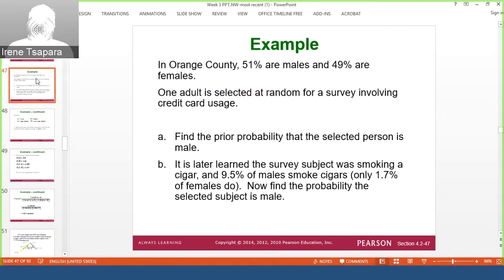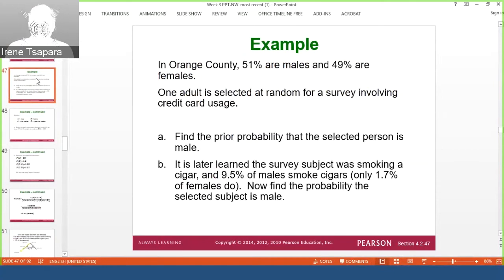So we get the idea. To find the prior probability here is not difficult. We want to find the prior probability that the selected person is male. Well, there are 51% male, so the probability is 0.51. Now, the second step, the B, is what gives us the posterior probability. It gives us the prior knowledge that we have in order to calculate the posterior probability.